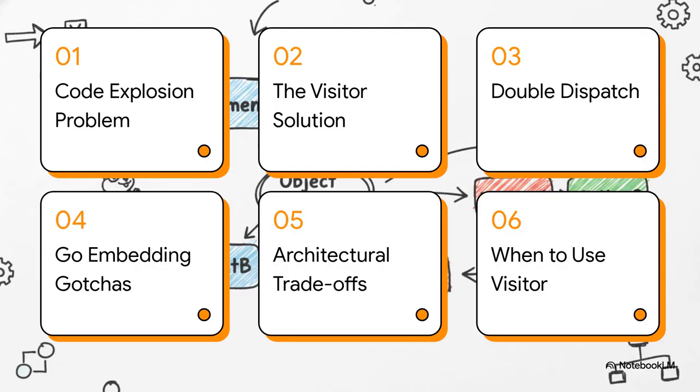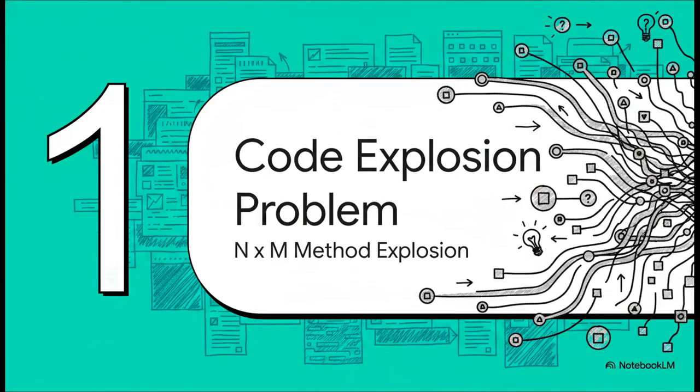To solve this, here's our roadmap for today. We'll hit the code explosion problem, the visitor solution, the mechanics of double dispatch, some really important Go embedding gotchas, the architectural trade-offs, and finally, exactly when to use this pattern. Starting with Section 1, the code explosion problem. Let's see how our initial instincts as developers often lead us right into this trap.